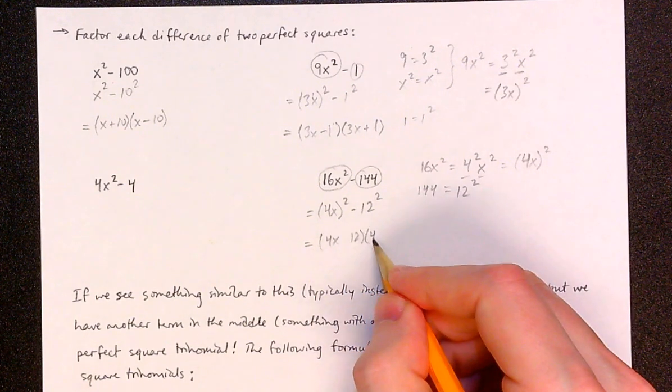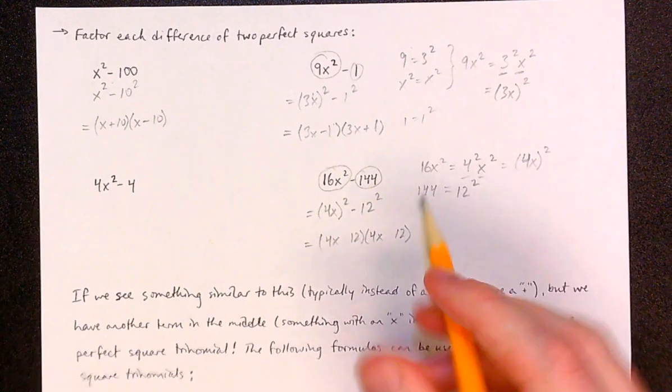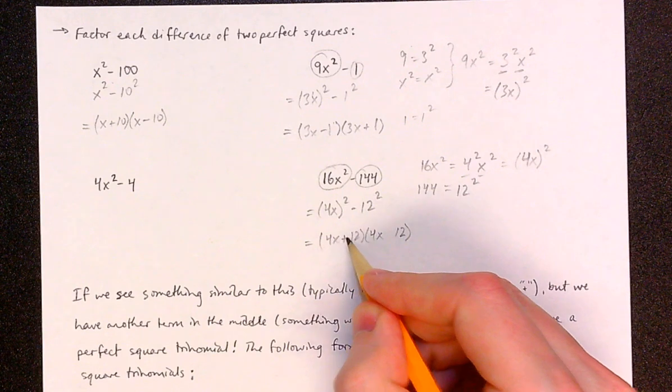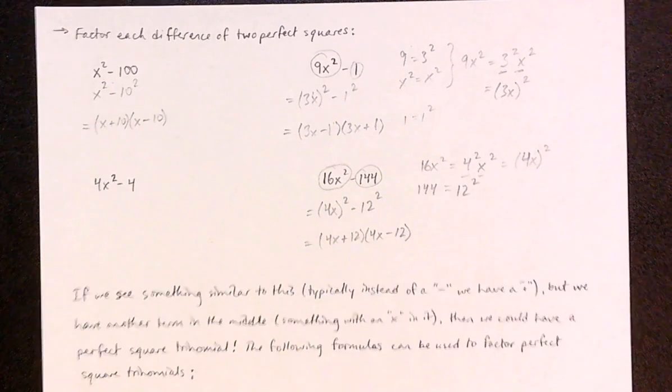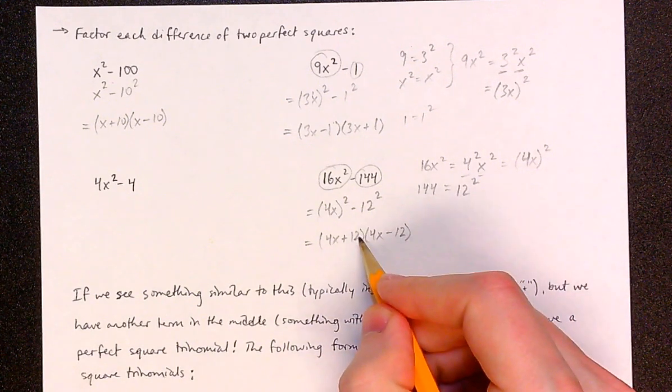Two binomials, 4x and 12 are the terms in each one, but the signs are different. One is 4x plus 12, the other one is 4x minus 12.